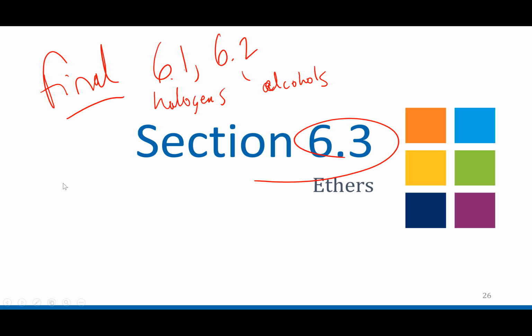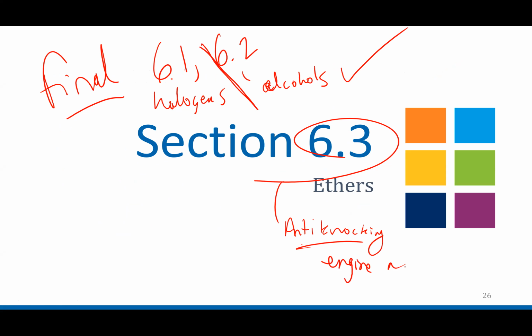Here, I wrote this down. On your final, section 6.1 was about halogens. Section 6.2 was about alcohols. They're good to know. For section 6.3, I just want you to know about one thing, and it's the anti-knocking part, which I'm going to do in a second. It's an engine additive, typically added to, obviously, petroleum or petrol products.